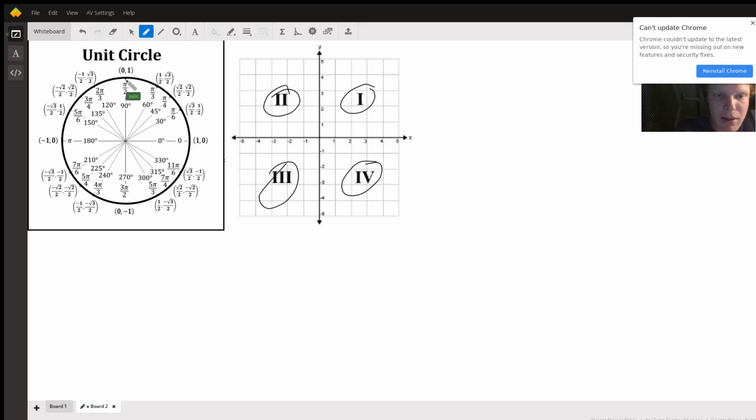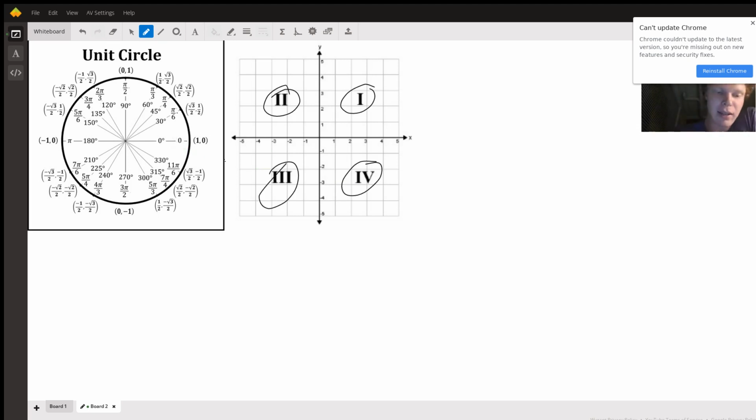Quadrant 1 is here. Two is on the other side. 3 is down here, and 4 is right here. So when it asks you what quadrant a degree is in, you have to think directionally in the unit circle.